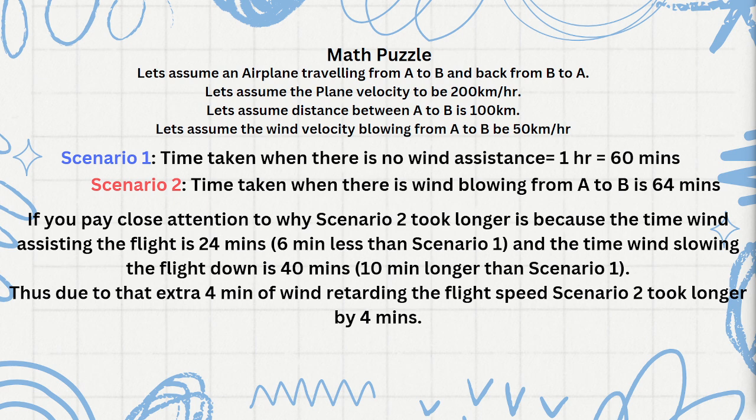If you pay close attention to why scenario 2 took longer than scenario 1, it's because the time in which the wind is assisting the flight is 24 minutes, but the time in which the wind is retarding the flight is 40 minutes. This means that the wind is slowing down the flight for longer than it is helping the flight. So that is just a logical explanation on why we got the results that we did.